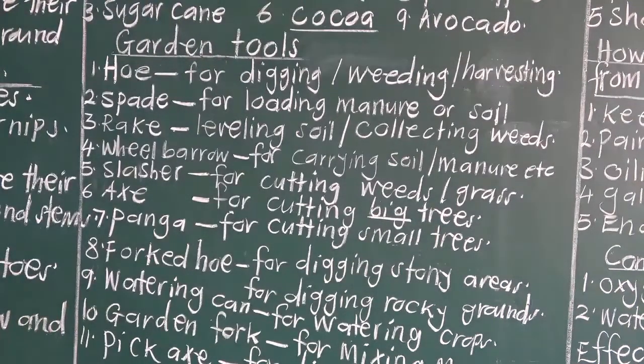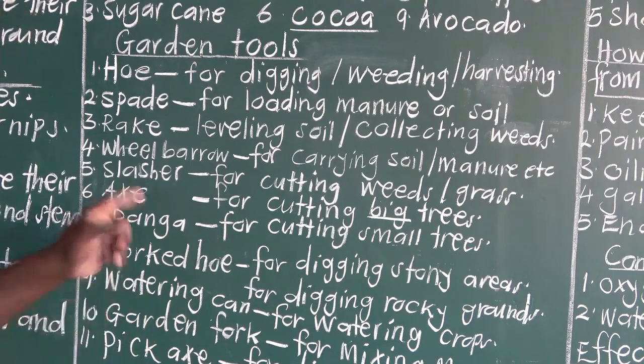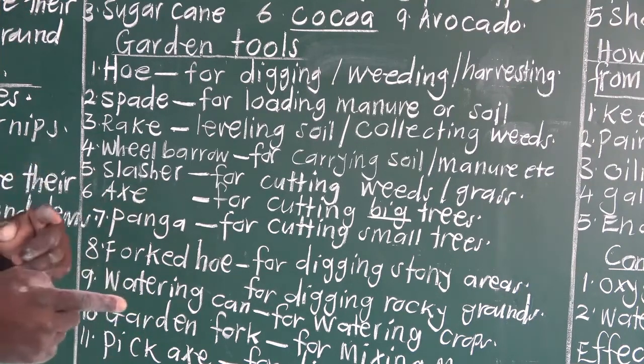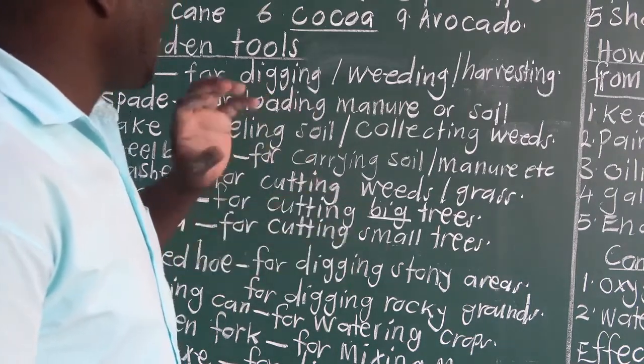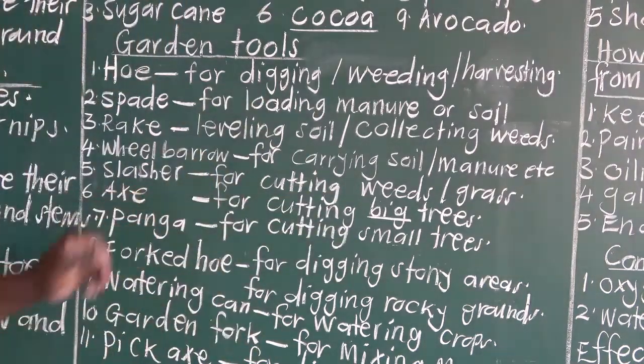I'm underlining the word big. An axe is used for cutting big trees. If you just say an axe is for cutting trees, I shall mark your answer wrong. So we say an axe is used for cutting big trees.